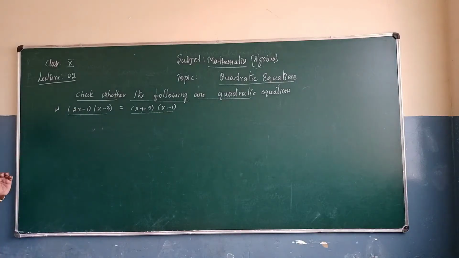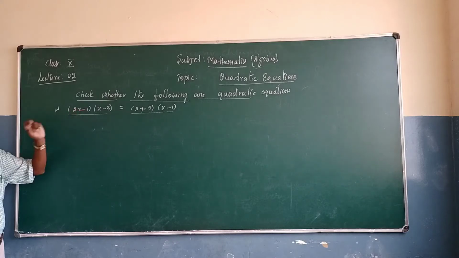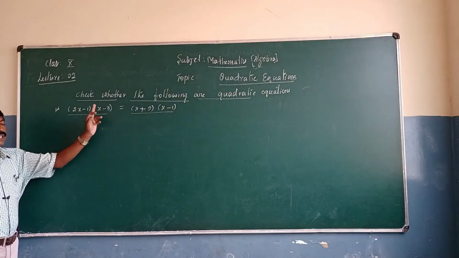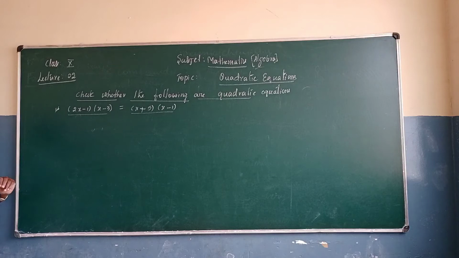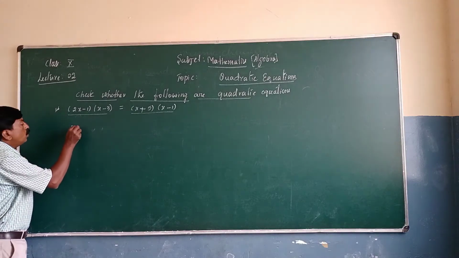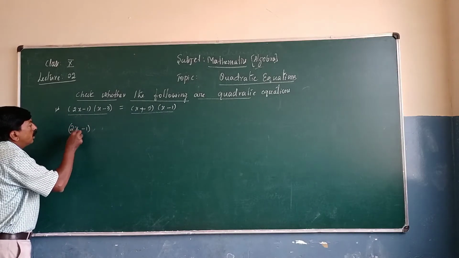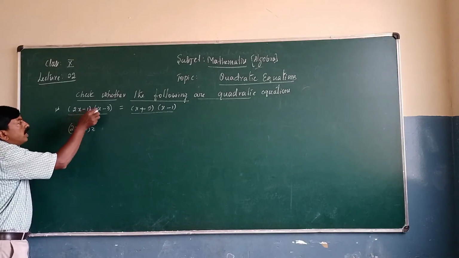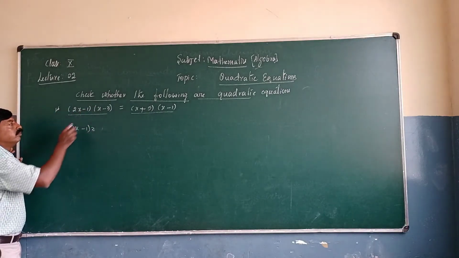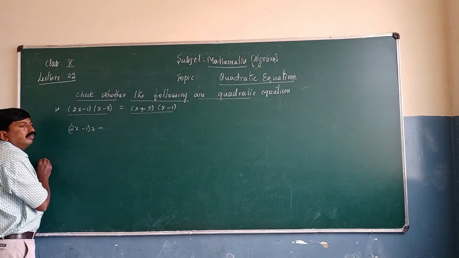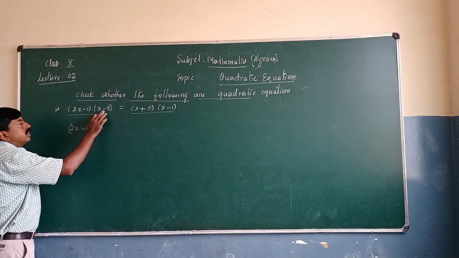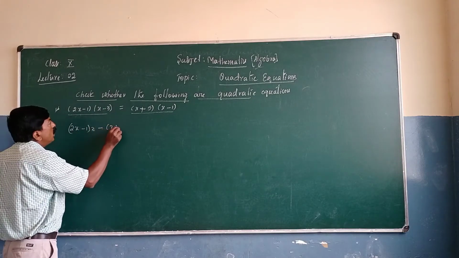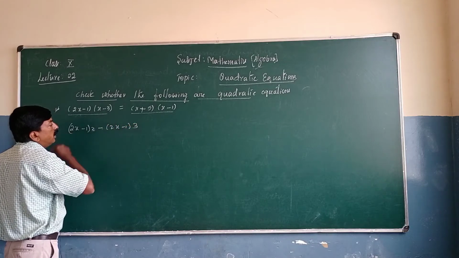Simplify the LHS and RHS. This is a binomial: 2x minus 1 is a binomial, and x minus 3 is also a binomial. Therefore, 2x minus 1 into x, binomial with monomial. Minus sign. Remember this minus sign. 2x minus 1 into 3.